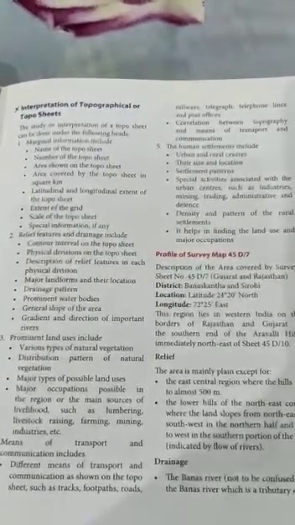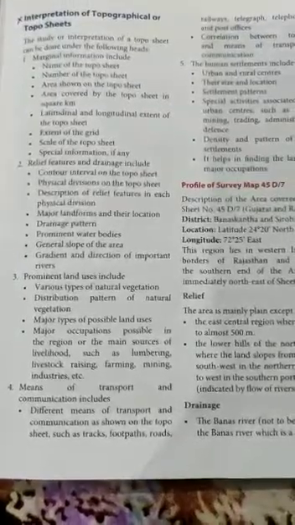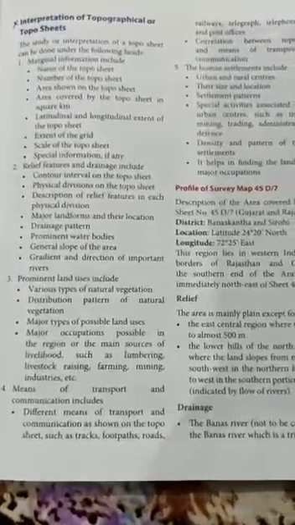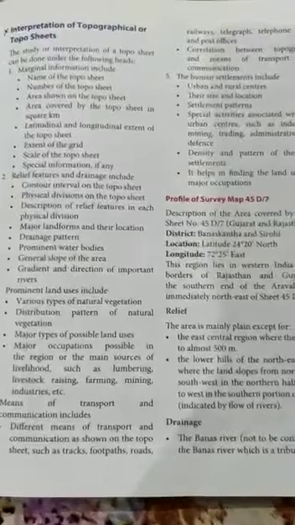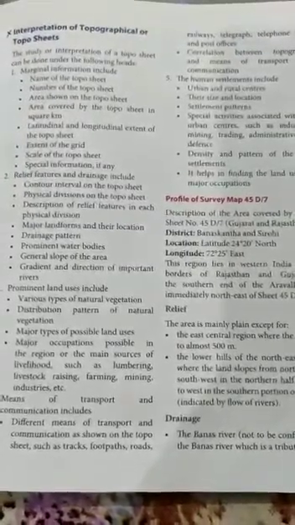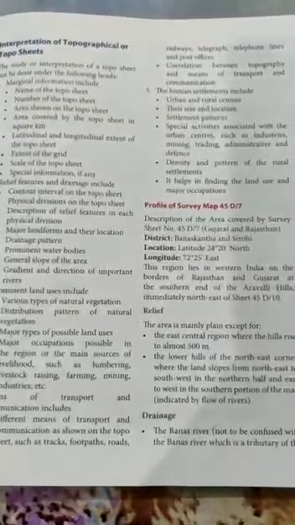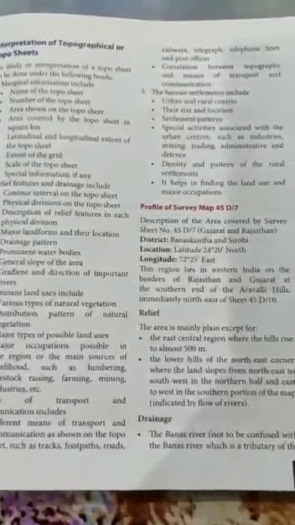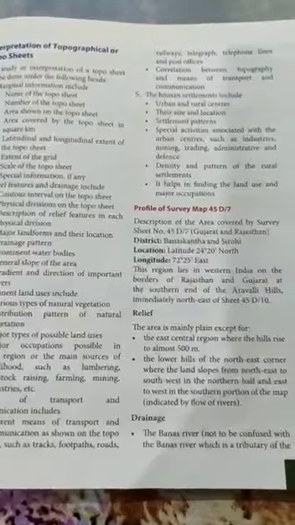Number four is means of transport and communication, which includes different means of transport and communication as shown on the topo sheet. It can be tracks, footpaths, roads, railways, telegraph, telephone lines, and post offices. Then next is correlation between topography and the means of transport and communication.